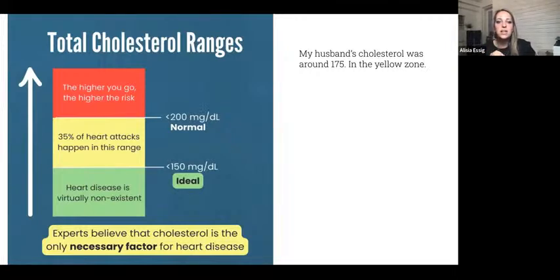So experts believe that cholesterol is the only necessary factor for heart disease. So it's not something to ignore. If you have elevated cholesterol, I don't want to hear, oh, it's genetic.